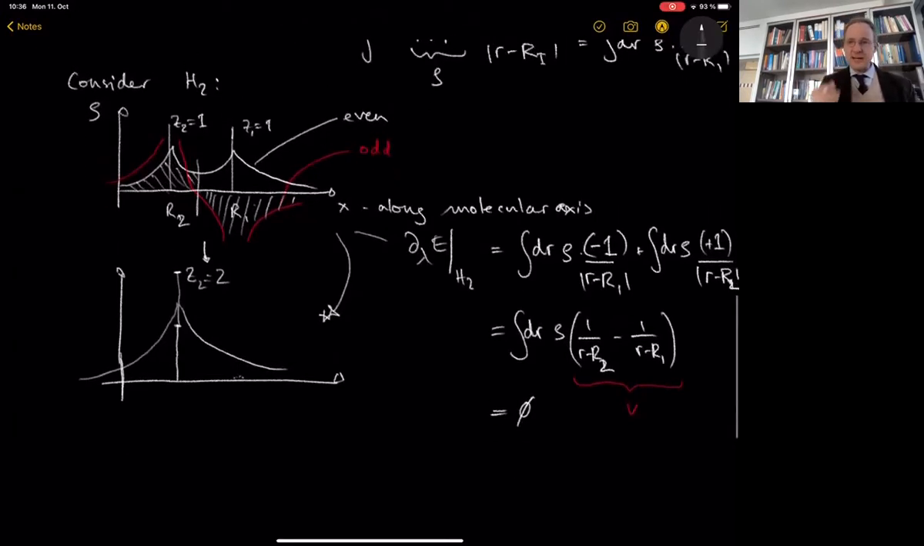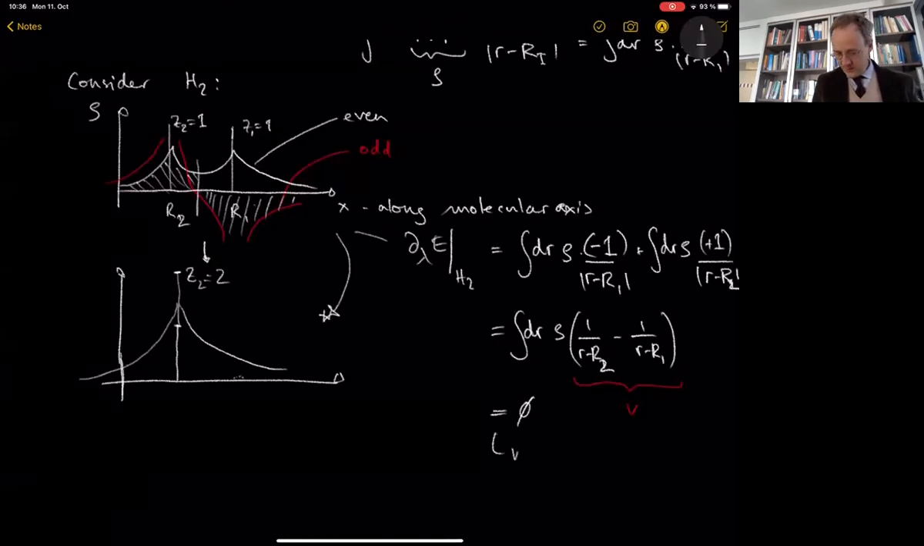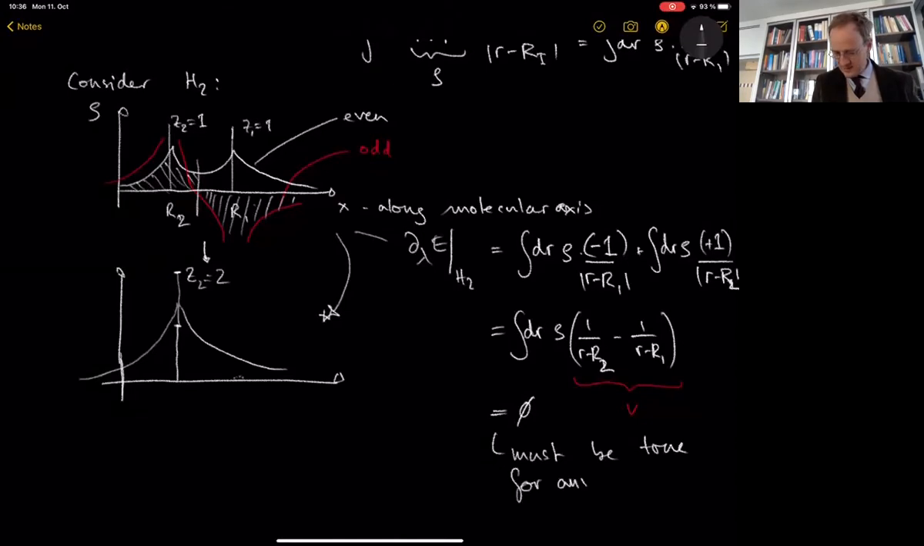So this is just an example, right? It basically means this must be true for any homolytic diatomic.